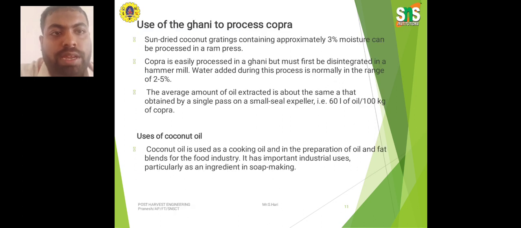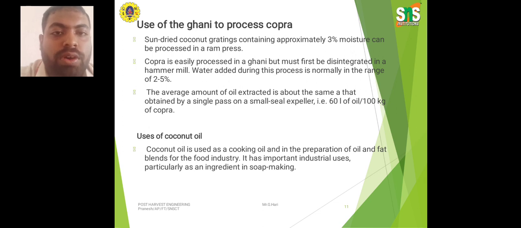The use of the ghani to process chopra. Sun-dried coconut gratings contain approximately 3% moisture. It can be processed in a ram press. It is easily processed in a ghani, but it must first be disintegrated in a hammer mill. Water is added in this process, which is normally in the range of 2 to 5%.